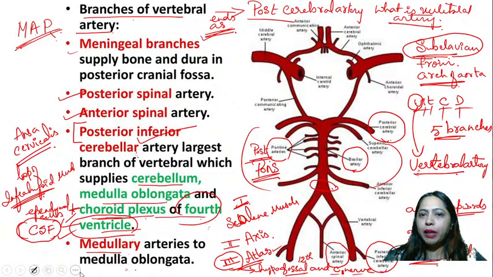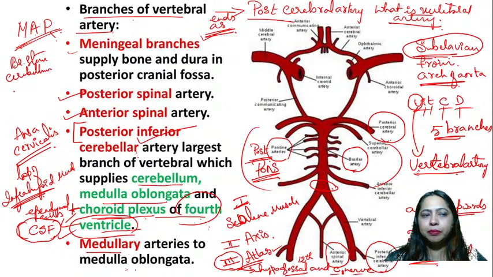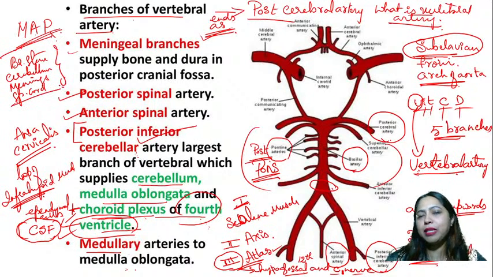Then medulla oblongata, the brain stem, and the spinal cord. So it mainly supplies the brain stem, cerebellum, meninges, spinal cord. So remember these four things. Okay, I would simply call them those extras. So these extras are supplied by the vertebral artery.